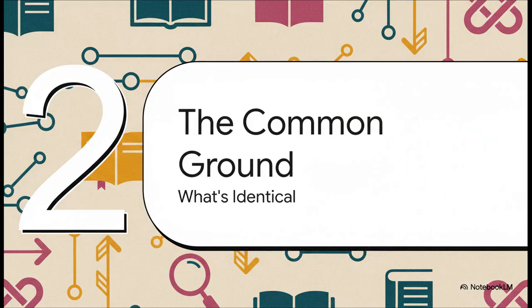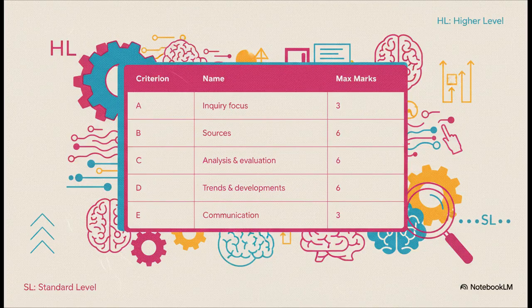Okay, so let's get a little more specific about this common ground. What exactly are these shared requirements? Because this is the foundation that every single project, SL or HL, is built on. This table just lays it all out, crystal clear. Everyone is being judged on these 5 criteria: inquiry focus, sources, analysis and evaluation, trends, and communication. And you can see the points available for each are totally identical.